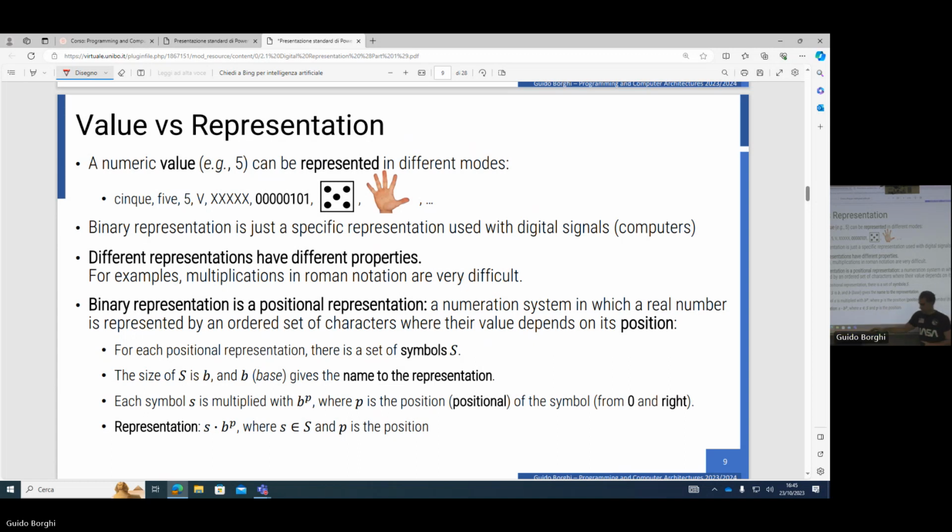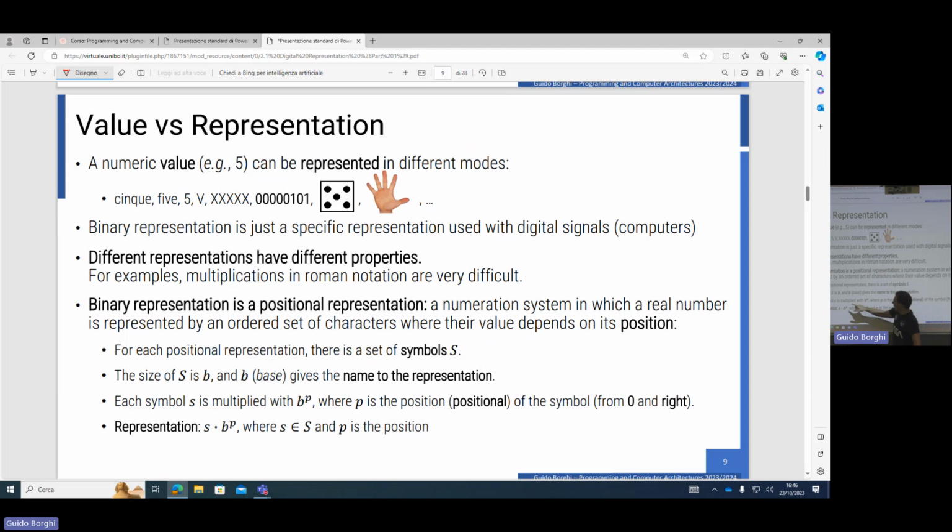First element. For each positional representation, we have a set of different symbols, S, uppercase. The size of this set is called the base, represented by the letter B, and it gives the name to the representation. So with the decimal representation, we have 10 different symbols. With the binary representation, we have only 2 different symbols, 0 and 1.